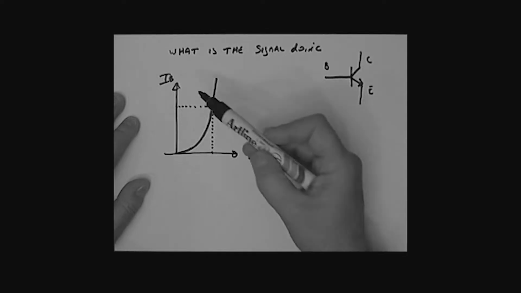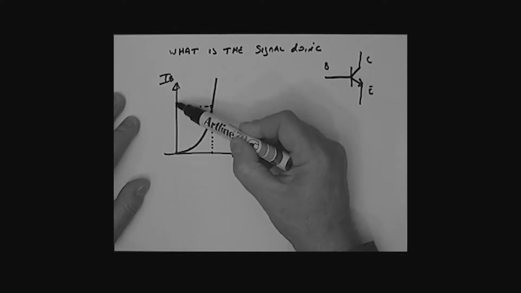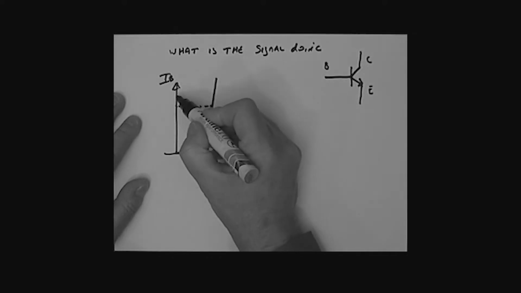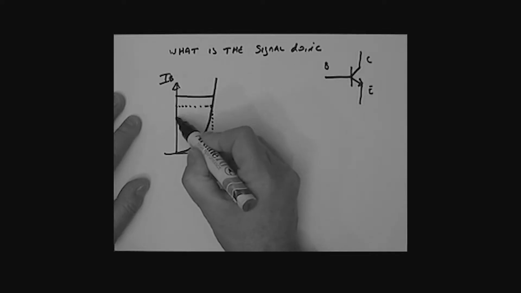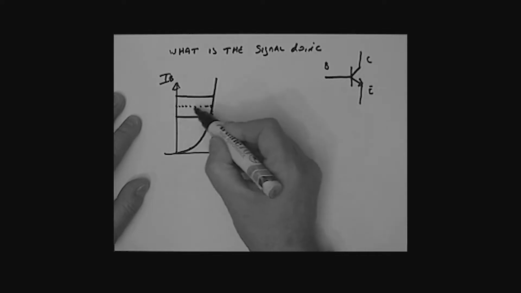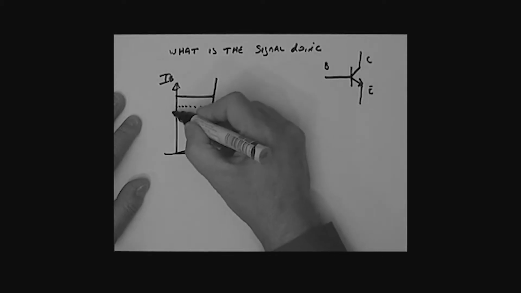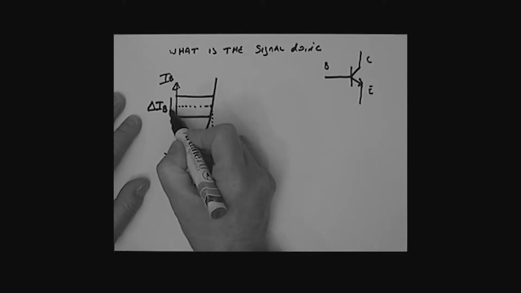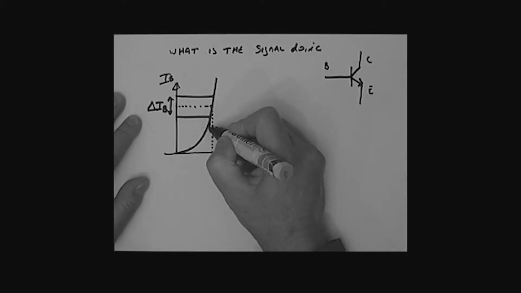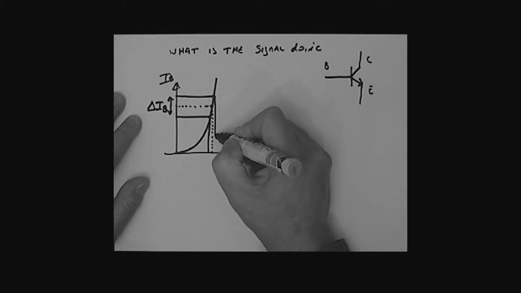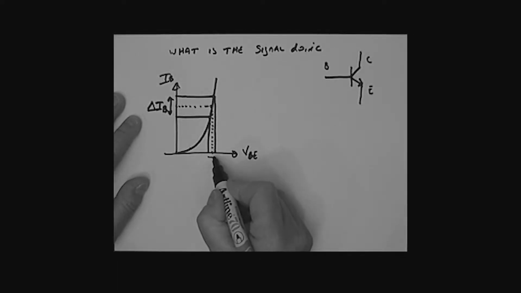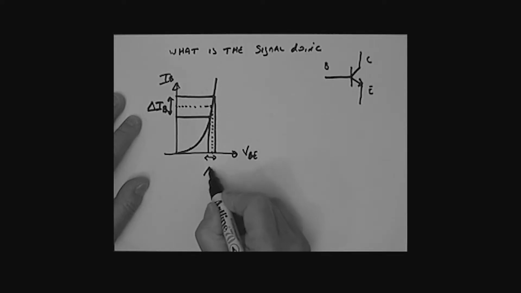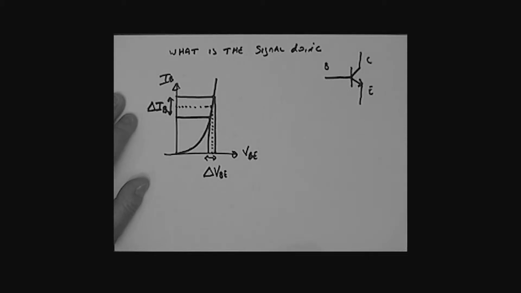What's it doing? It's causing a variation in base current around that DC value. We might see the base current going up to this value, and dropping down to this value, once again centered around that DC value. That variation in base current, which we could call delta IB, is producing a small variation in base emitter voltage over here, which we'll call delta VBE. So the variation in base current produces a variation in base emitter voltage.